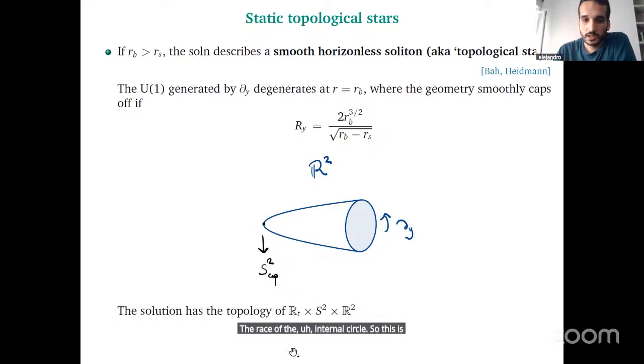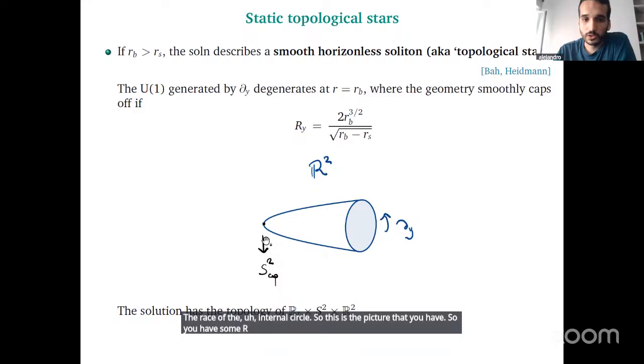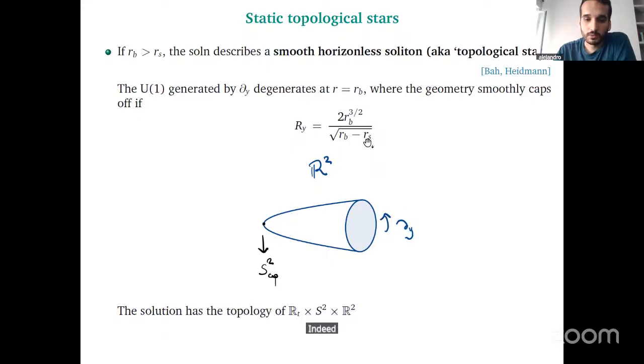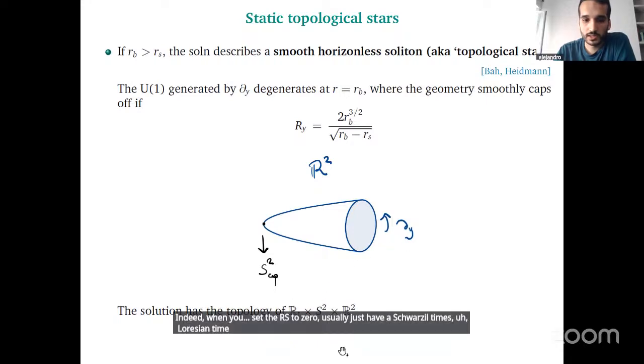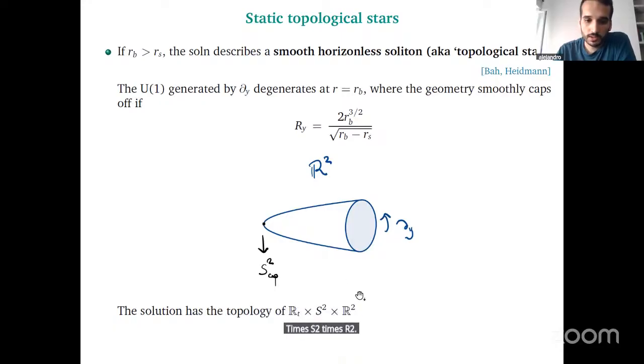So this is the picture that you have. You have some R2 smoothly closing at the cap where you have an S2. This is actually very reminiscent of what happens with a Euclidean black hole. Indeed, when you set Rs to 0, you just have Euclidean Schwarzschild times Lorentzian time. So the solution has this topology, R_t times S2 times R2. S2 times R2 is the topology of both Euclidean Kerr and Euclidean Schwarzschild.